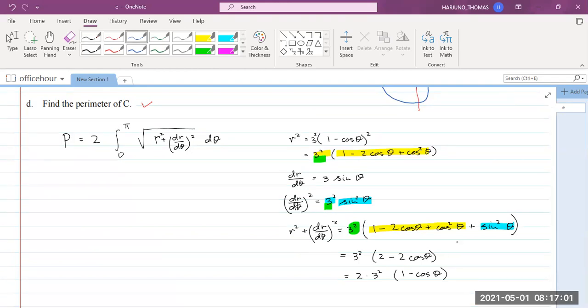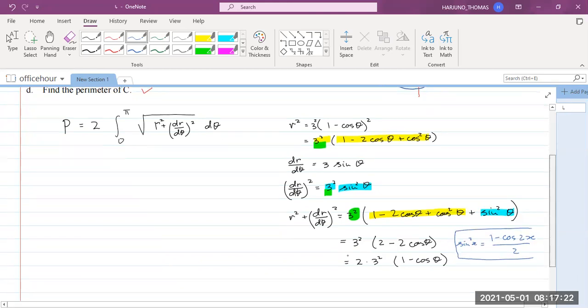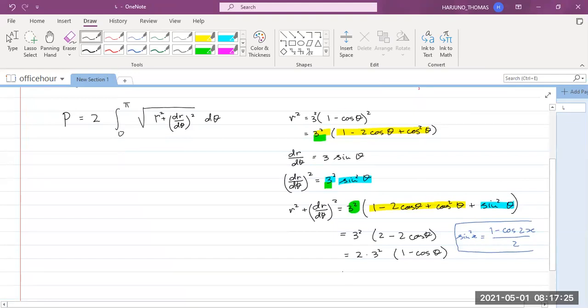But some side note: 1 minus cosine 2x over 2, that is sine squared x. Is it right? Oh yes, minus. Yes, it is. Right. So this will then be 2 times 1 minus 2 times sine squared half theta. Is it right?